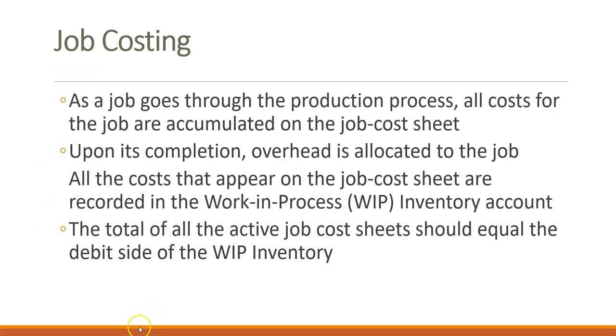We collect all of this information on the job costing system. As we go through the production process or the service, whatever job we're completing at that time, we keep adding costs for that job. Once we've completed the job, we allocate to that job. All costs that appear on the job sheet are recorded in the work in process inventory account as we move them from direct materials and direct labor into our work in process inventory. The total of all of our active job sheets should equal the amount that we have in our work in process inventory account.